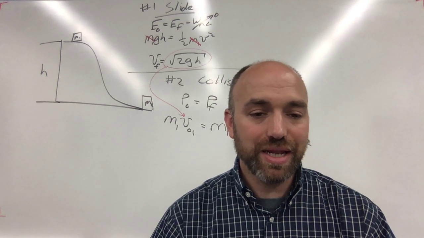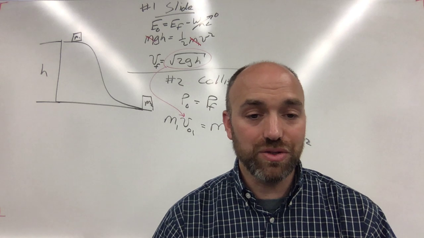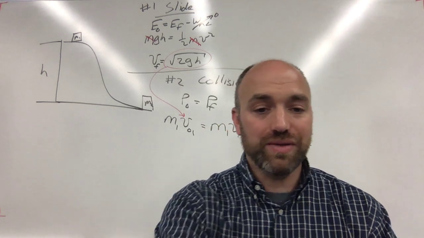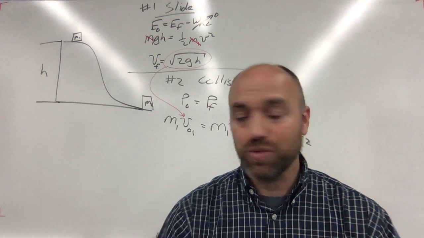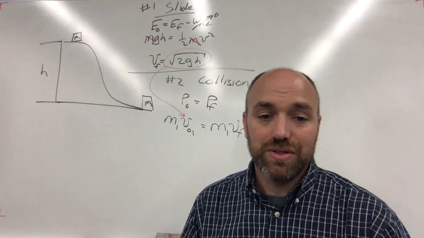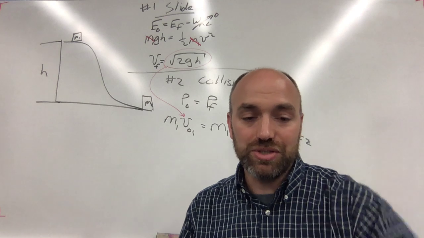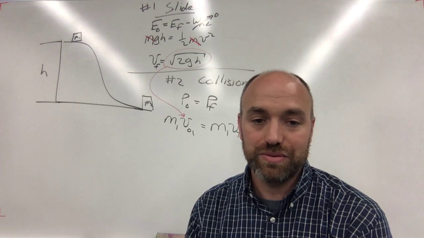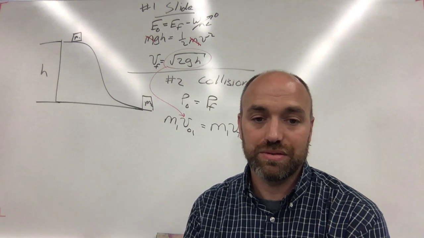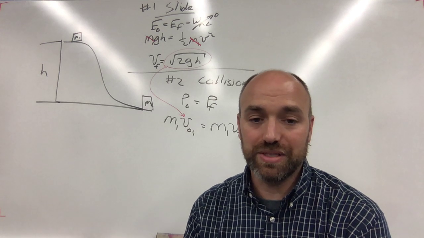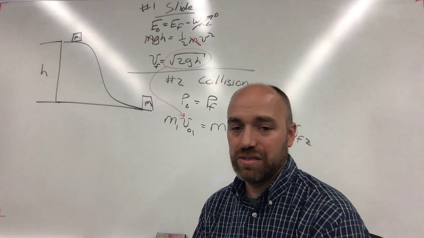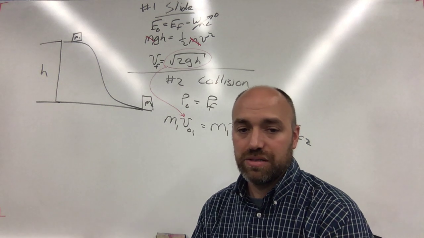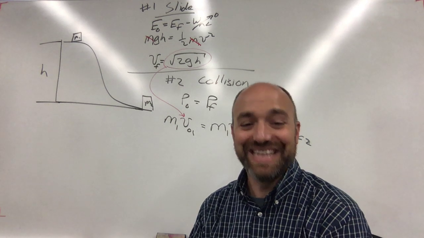You can use kinetic energy initial equals kinetic energy final, or then it gives you this nice little equation, and it says for 1D collisions, which is exactly what this is. So that second little equation, that's the one you want to use. It will make your life easier. Does that make sense? And what does it mean by 1D? It's one dimension.